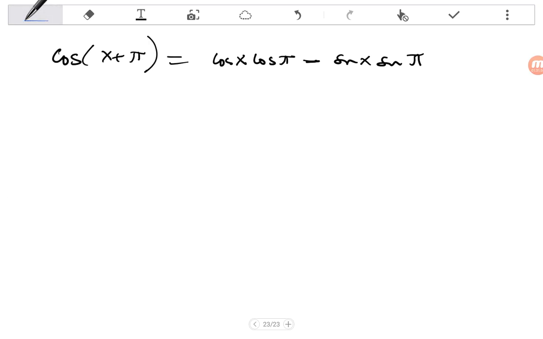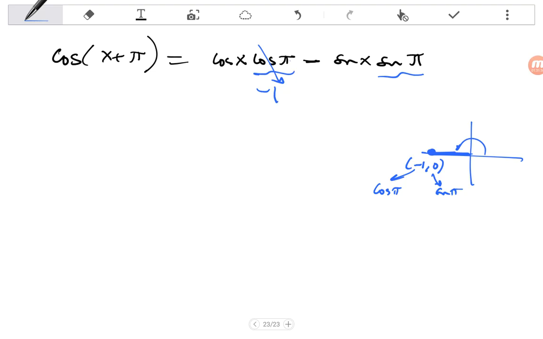Now I have no calculator in the exam, so I need to know what is cosine pi and sine pi. How? I have just learned it by the unit circle. The angle pi is just this angle. At this point we have minus 1 and 0. That is the cosine of pi, and that is the sine of pi. So in this case that will be negative 1 and that will be 0.